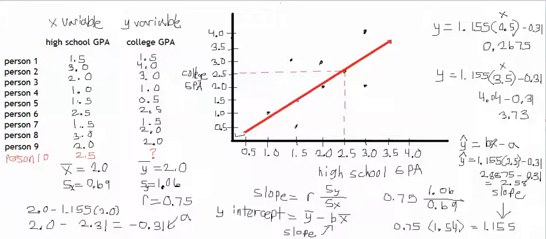So y hat, which is the predicted y value, is 2.58. In this case, our predicted college GPA is 2.58. So according to this equation, if a person tells us that they have a high school GPA of 2.5, we would predict that person's college GPA to be 2.58. We should predict that they will go on to get a college GPA of about 2.58.